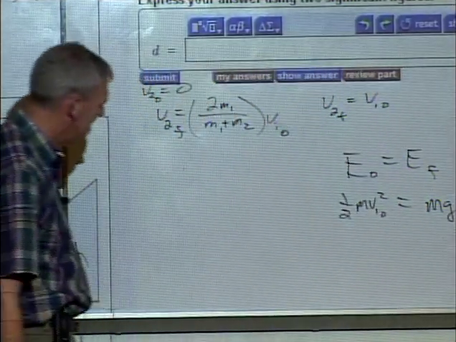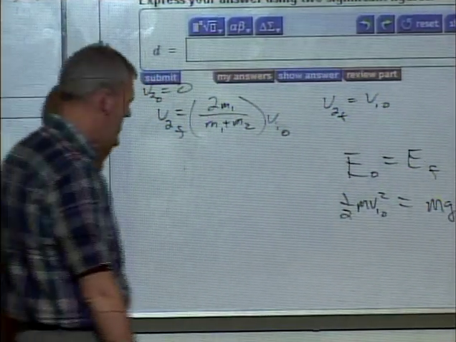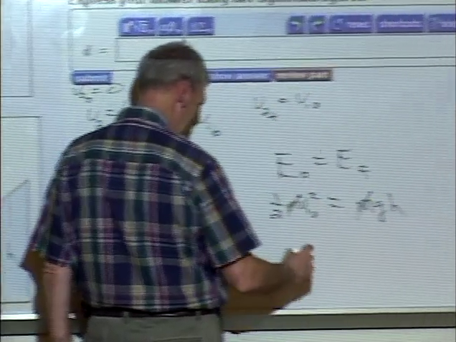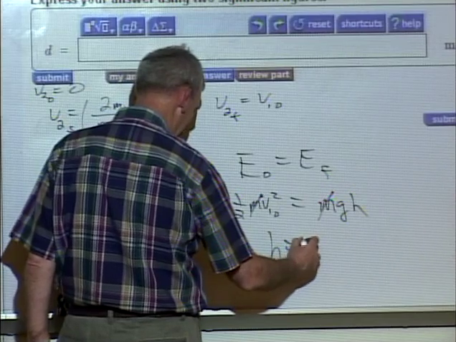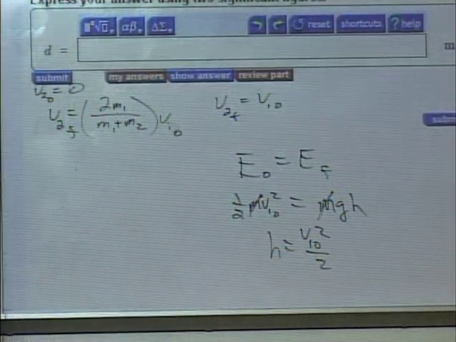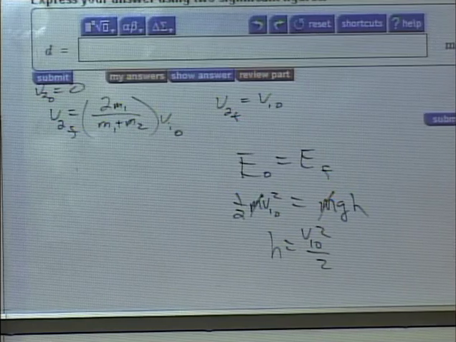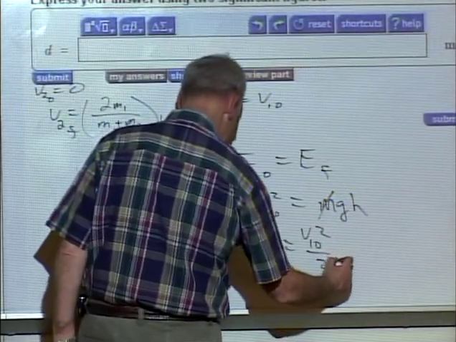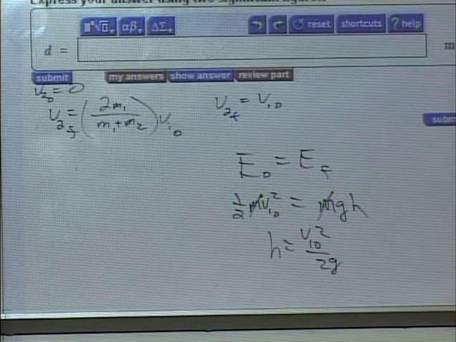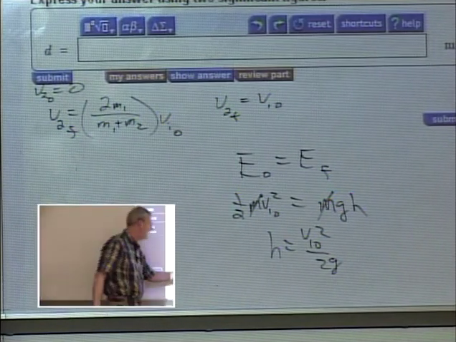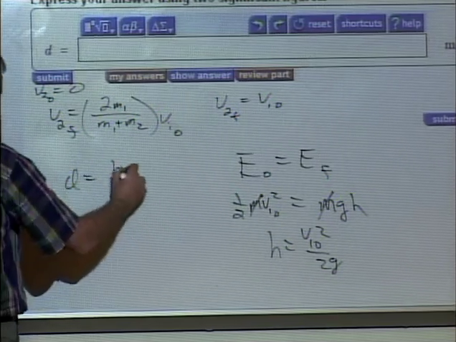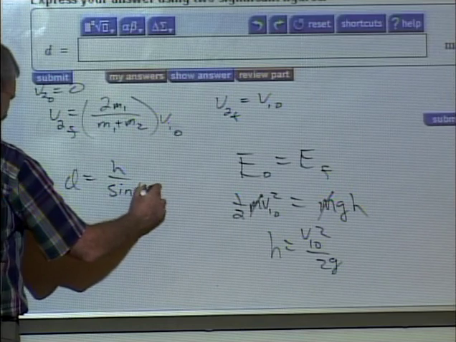Well, I'll be. I've got everything I need. First of all, the masses cancel, and I get H is equal to V1 naught squared over 2g. But that doesn't give me this distance. Well, that's not too bad. The distance will equal H divided by the sine of 37.